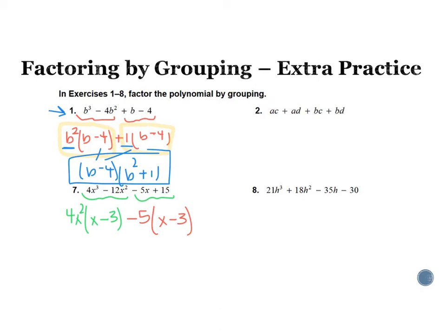Now you'll notice they both have this x minus 3. That's your third GCF that you're pulling out front, and you're left with 4x squared minus 5, and that is your answer. So why don't you pause it and see if you can do the other two.